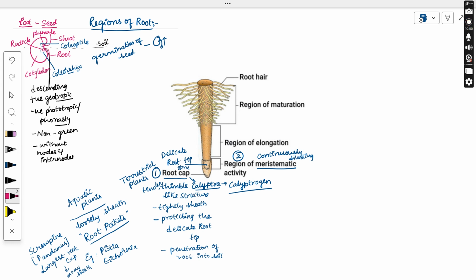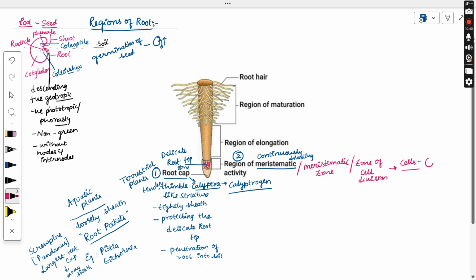So that is about the first region. Coming to the second region, the region of meristematic activity, you can also call this the meristematic zone, where you can find the meristematic cells and their activity. The function of meristematic cells is cell division. That's why we also call this zone the zone of cell division. The name itself indicates its function. What is meant by cell division? You can find these types of cells. I'm drawing the pink ones here. Those are the meristematic cells.